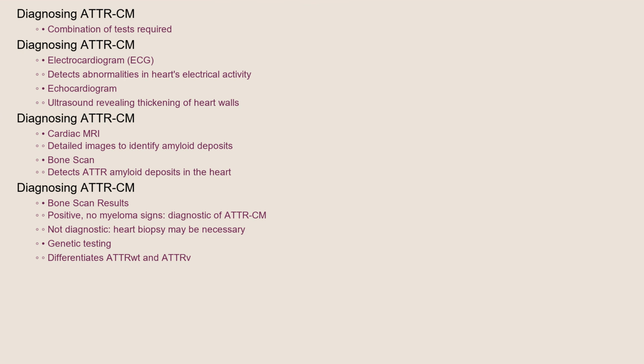Diagnosing ATTR-CM typically involves a combination of tests. An electrocardiogram, or ECG, can show abnormalities in the heart's electrical activity. An echocardiogram, or ultrasound of the heart, can reveal thickening of the heart walls and impaired diastolic function. Cardiac magnetic resonance imaging, or MRI, can provide more detailed images of the heart and help identify amyloid deposits. A bone scan using a radioactive tracer is often used to detect ATTR amyloid deposits in the heart.